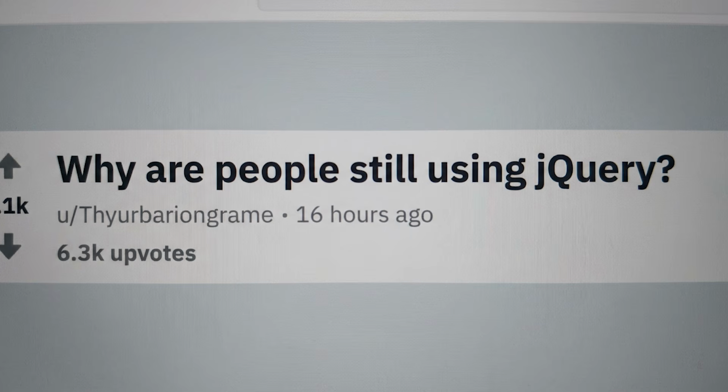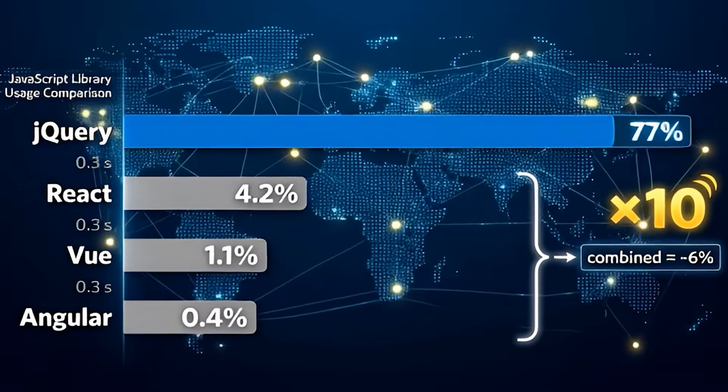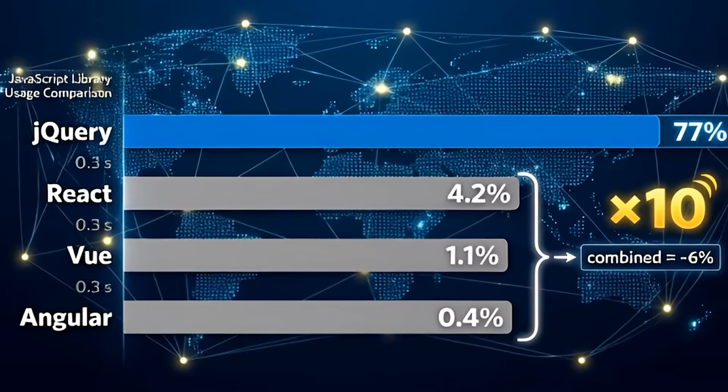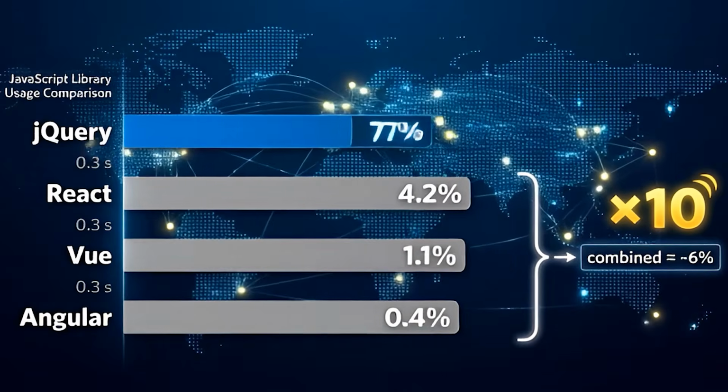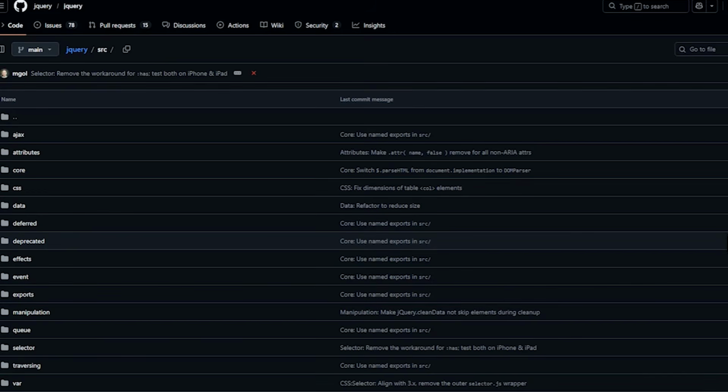Here's something that will blow your mind. jQuery is running on over 77% of all websites on the internet right now. That's more than React, Vue, and Angular combined by a factor of 10. But here's what's even crazier.